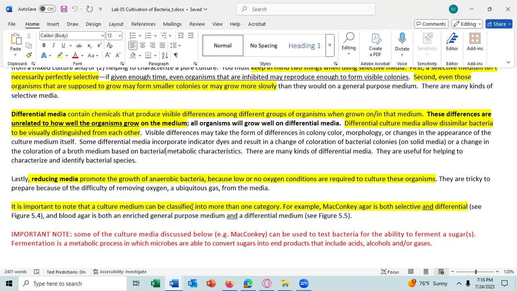MacConkey's is both selective and differential. Blood agar is both enriched and differential. Any question about any of that?